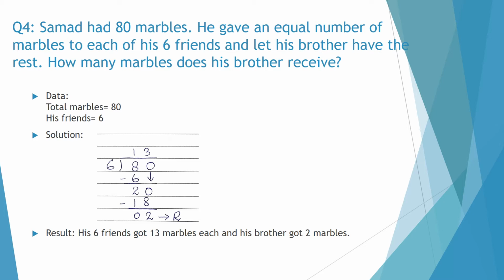Now each of his 6 friends got 13 marbles, meaning each friend got 13 marbles, and the remainder of the marbles was 2 marbles, so that is what his brother received. Our result will be: his 6 friends got 13 marbles and his brother got 2 marbles.